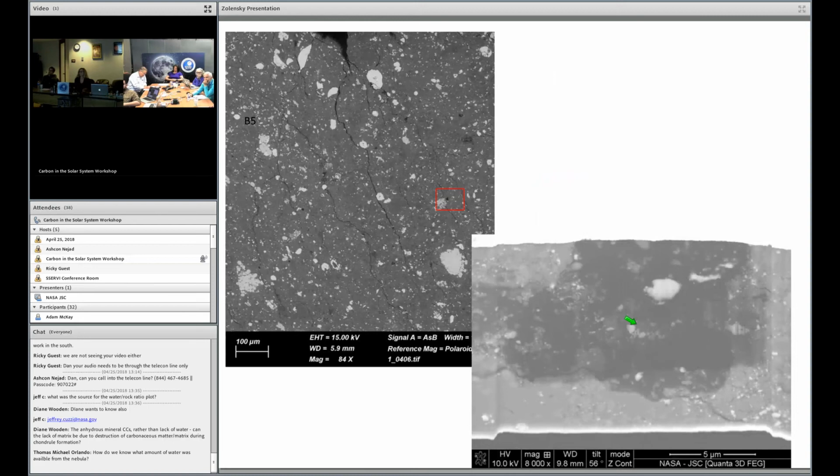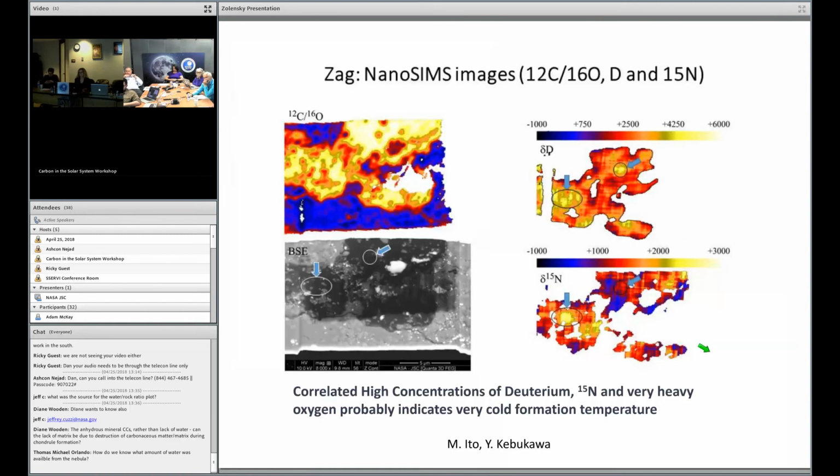This is one of these grains. This is the BSE image of the ZAG class here. And this little black thing right there, that's this organic grain. You see, it's pretty small. Here's a 100 micron scale bar down here. And here it is FIBbed out. This is the organic area. And here are results of NanoSIMS analyses by Motoo Ito and Yoko of portions of this FIBbed-out organic.